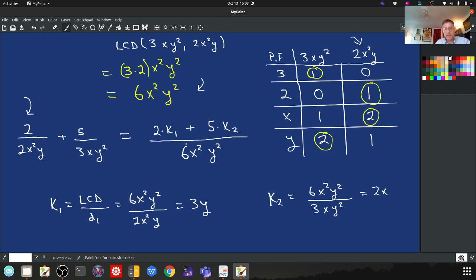So let's go ahead and replace my K1 and K2 values with what I have written down here. So it's going to be 2 times 3y, 5 times 2x. Now I've got to simplify. So to simplify, I need some more room.